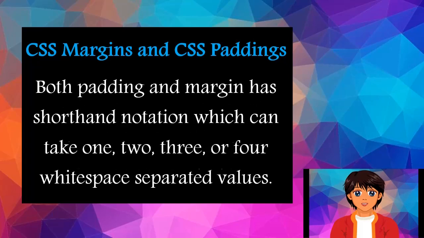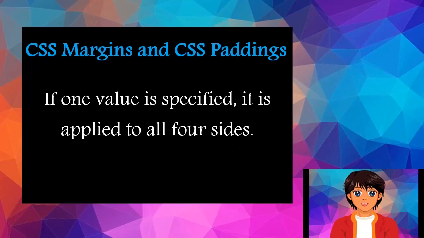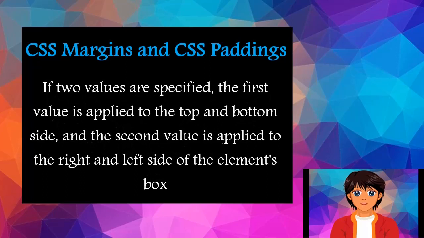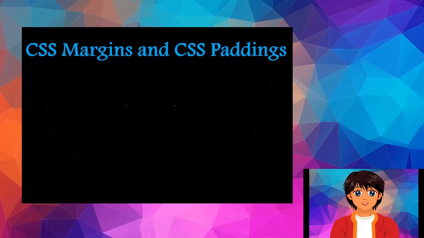Both padding and margin have shorthand notation which can take 1, 2, 3, or 4 whitespace separated values. If one value is specified, it is applied to all 4 sides. If 2 values are specified, the first value is applied to the top and bottom side, and the second value is applied to the right and left side of the element's box. If 3 values are specified, the first value is applied to the top, the second value is applied to the right and left side, and the last value is applied to the bottom. Let's see this example.